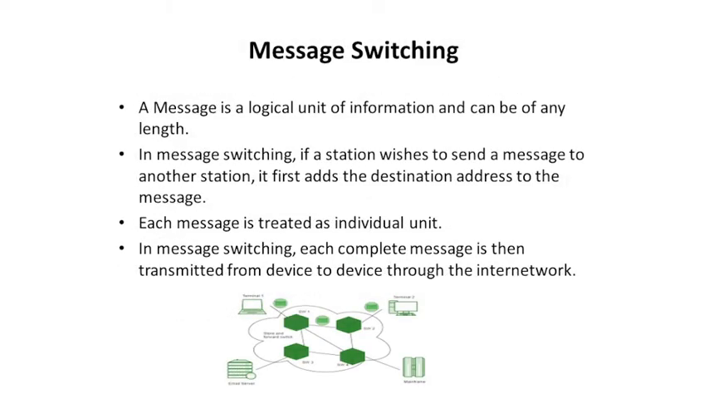The next type of switching network is message switching. A message is a logical unit of information and can be of any length. In message switching, if a station wishes to send a message to another station, it first adds the destination address to the message. Each message is treated as an individual unit. Each complete message is then transmitted from device to device through the network. This is about message switching.